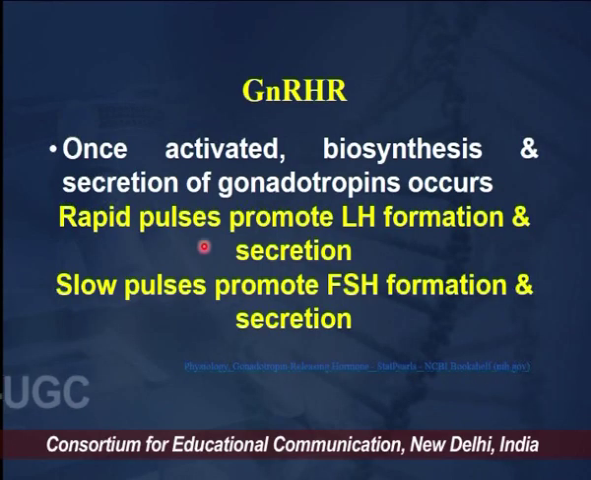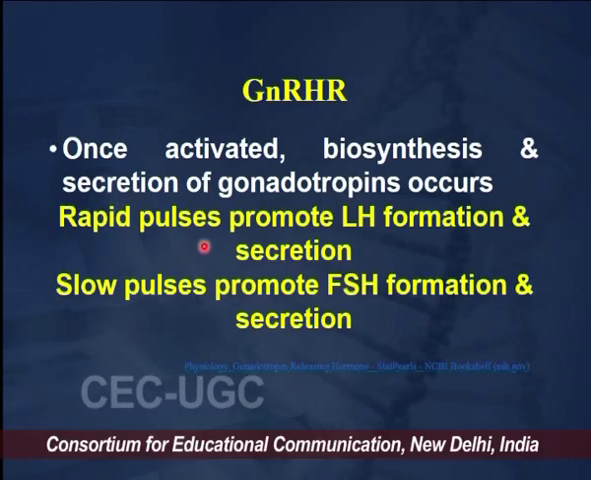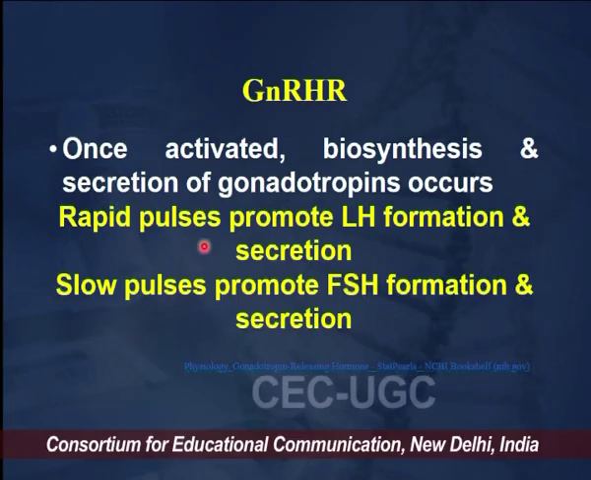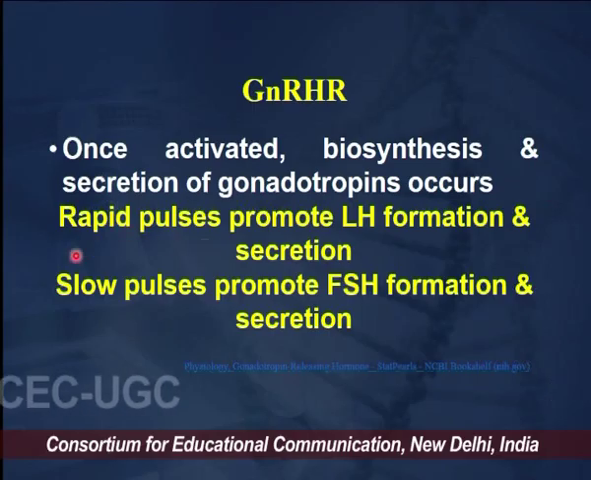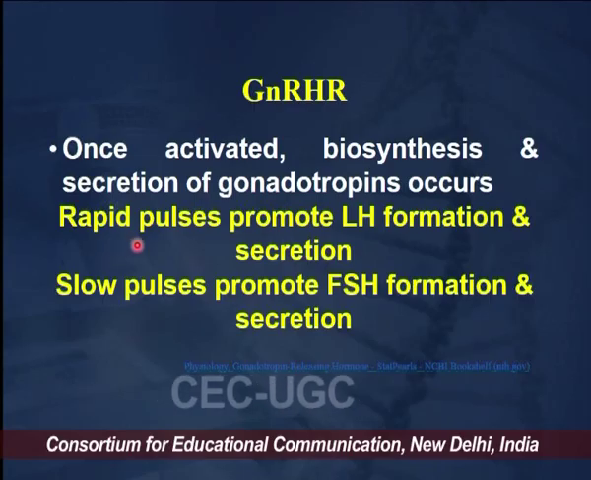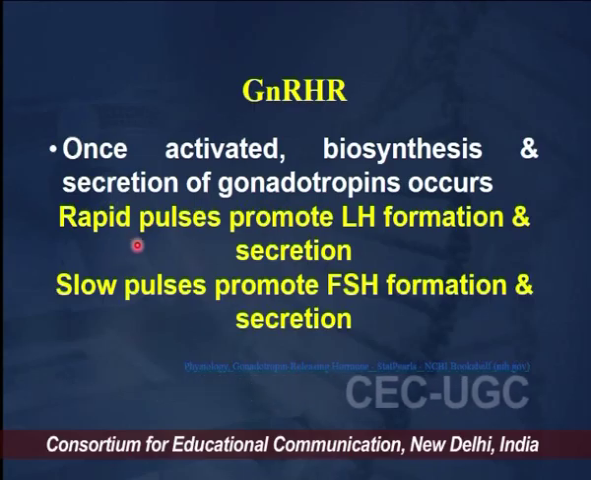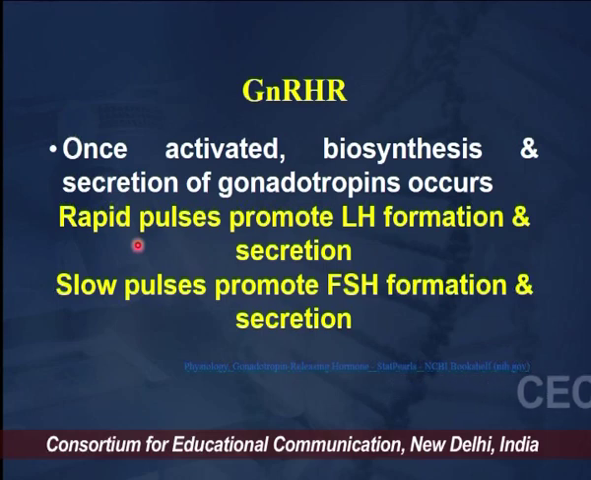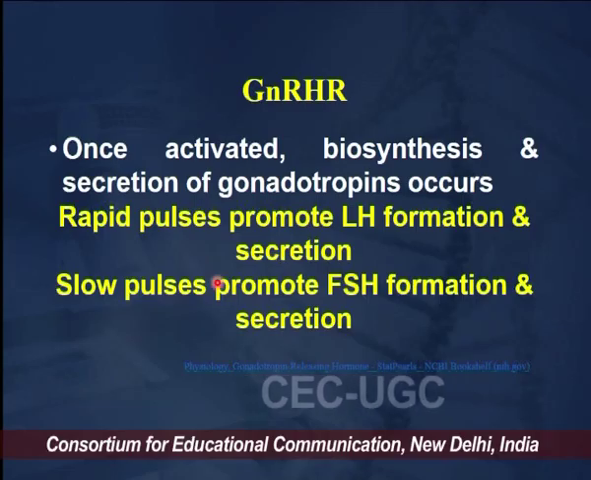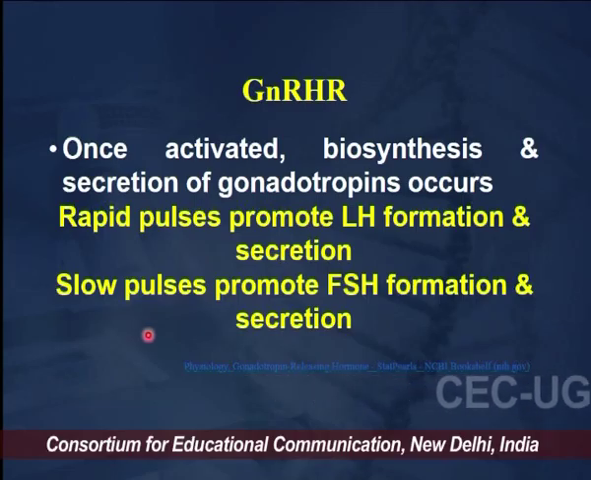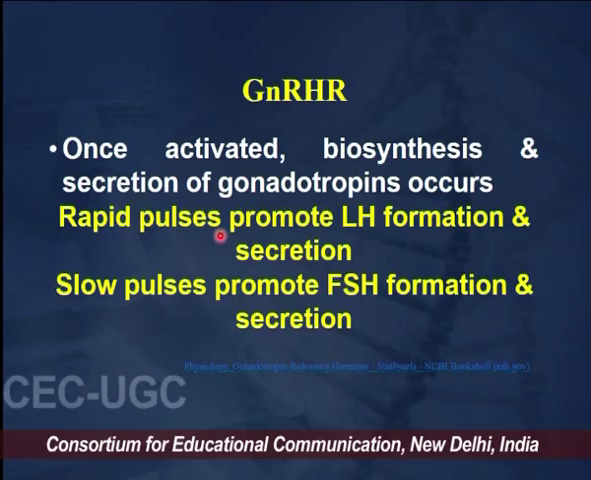Now you must be wondering how GnRH, just one hormone, can control the production of both LH and FSH. Very interestingly, whenever GnRH is produced at a higher rate, that is, rapid pulses of GnRH are produced, this leads to LH formation and secretion. Whereas if the GnRH pulses are slow, this leads to the production and secretion of FSH.